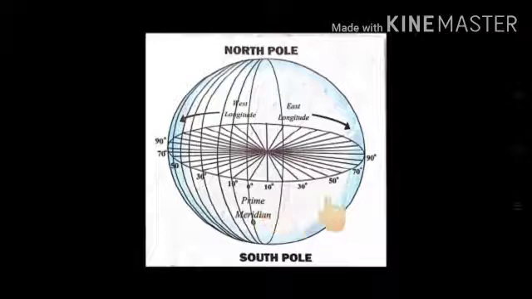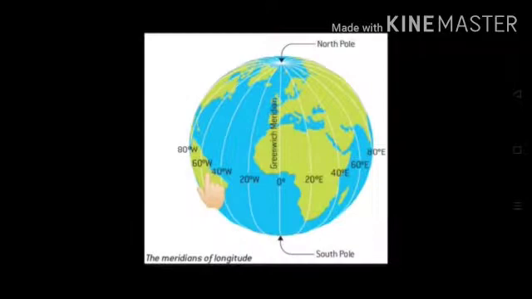See this, degrees are mentioned here. It is prime meridian. This is eastern hemisphere. It is western hemisphere. Like latitude, longitude also measured in degrees. See this, you can see these degrees.